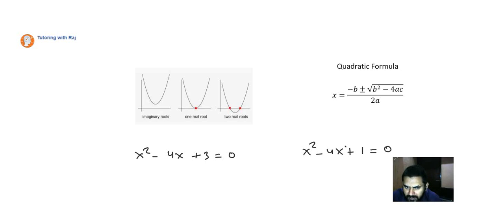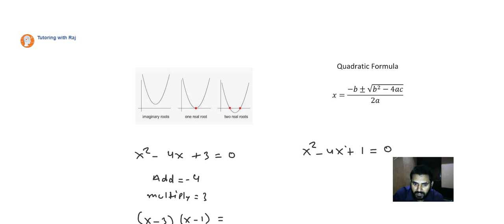When we solve any problem by using the factor method, we make sure that the possible factors are those which add up to minus 4 and which multiply to 3. That's the basic rule that we know. Since it's negative 4, the possible factors are minus 3 and minus 1. So we can rewrite this as x minus 3 times x minus 1 equals 0.